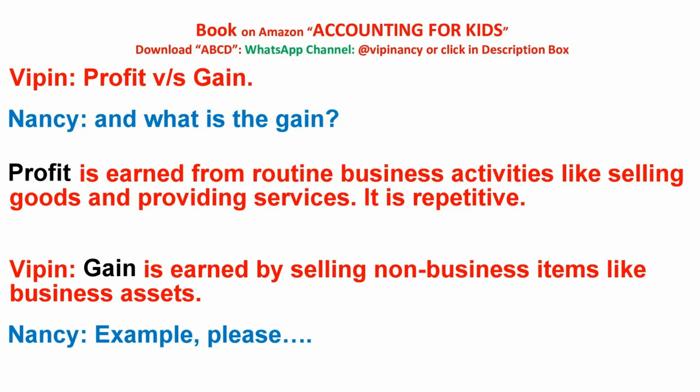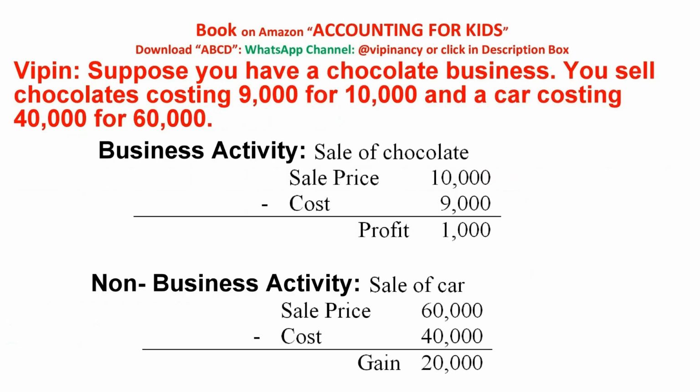Nancy: Example, please. Vipin: Suppose you have a chocolate business. You sell chocolates costing 9,000 for 10,000 and a car costing 40,000 for 60,000. Business activity, sale of chocolate. Sale price 10,000, less cost 9,000, equals a profit of 1,000. Non-business activity, sale of car.